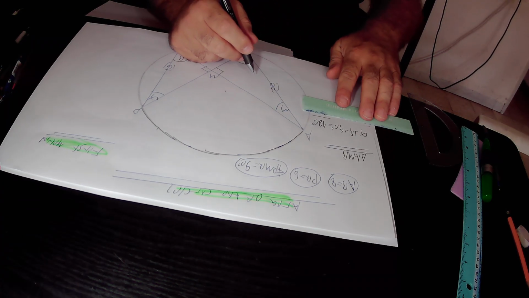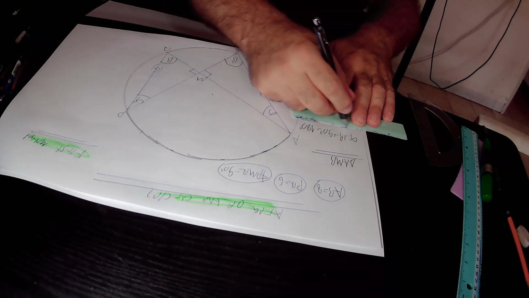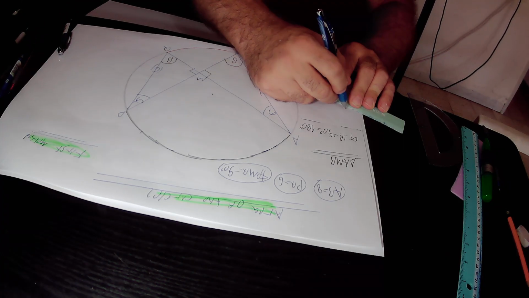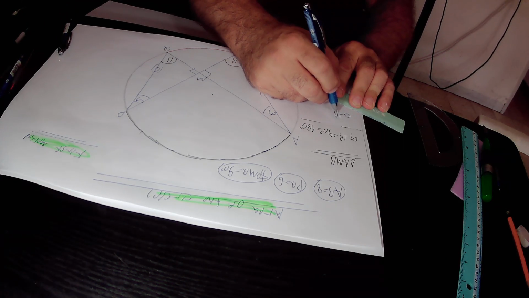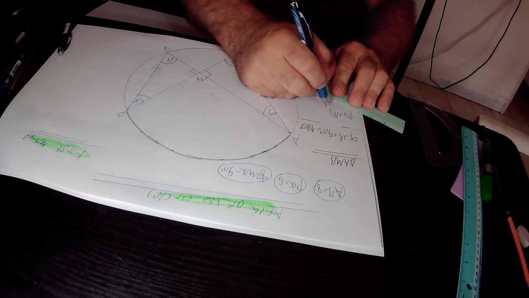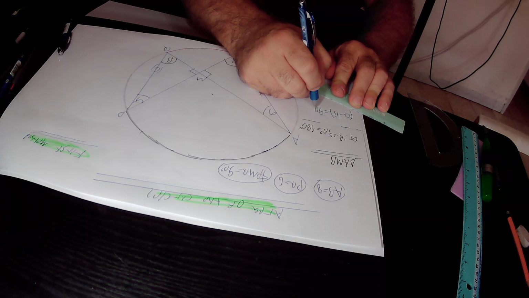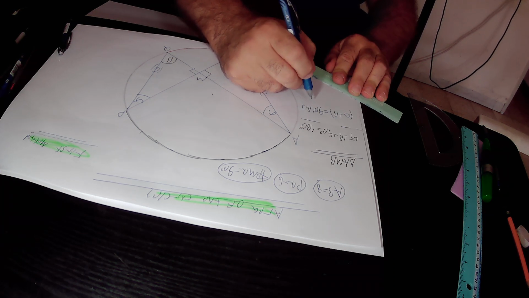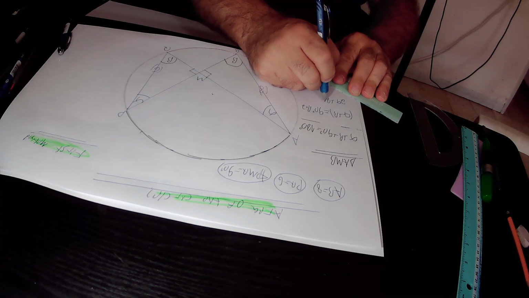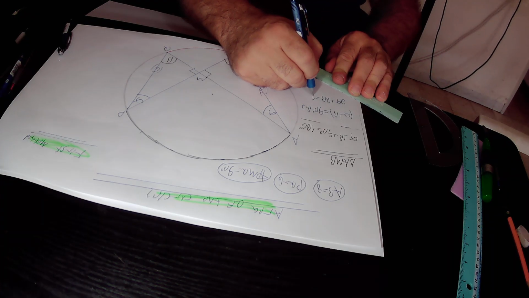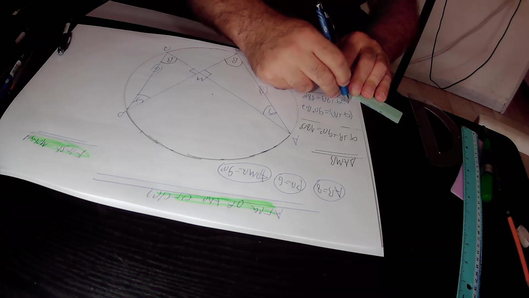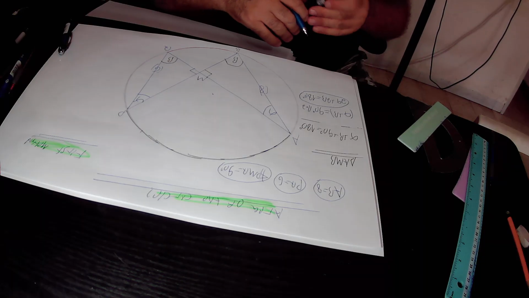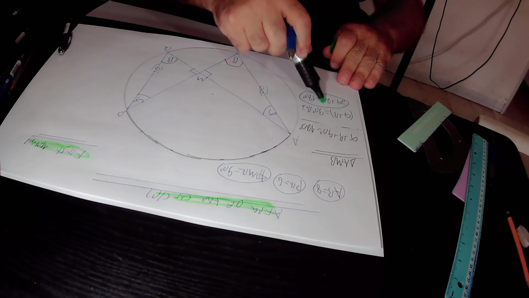Here we'll subtract 90 degrees from this equation, and we'll get that alpha plus beta equals 180 degrees minus 90 degrees, which is 90 degrees. So alpha plus beta equals 90 degrees. Here we will multiply this equation by 2, and we get that 2 alpha plus 2 beta equals 180 degrees. And again, we have found that 2 alpha plus 2 beta equals 180 degrees.